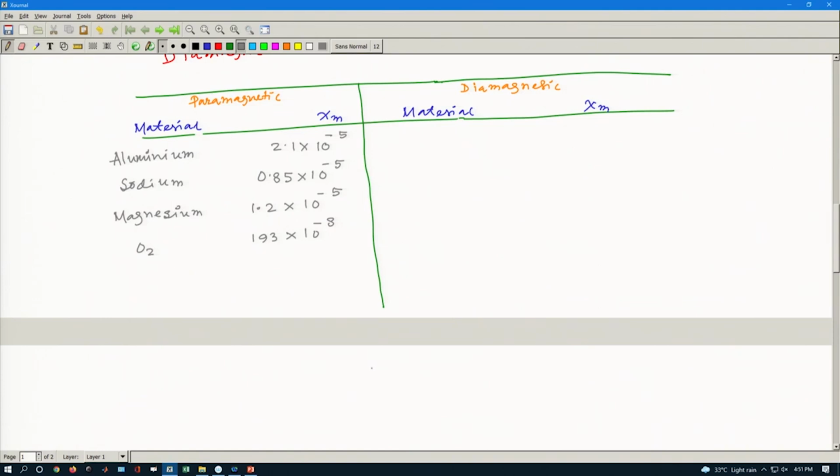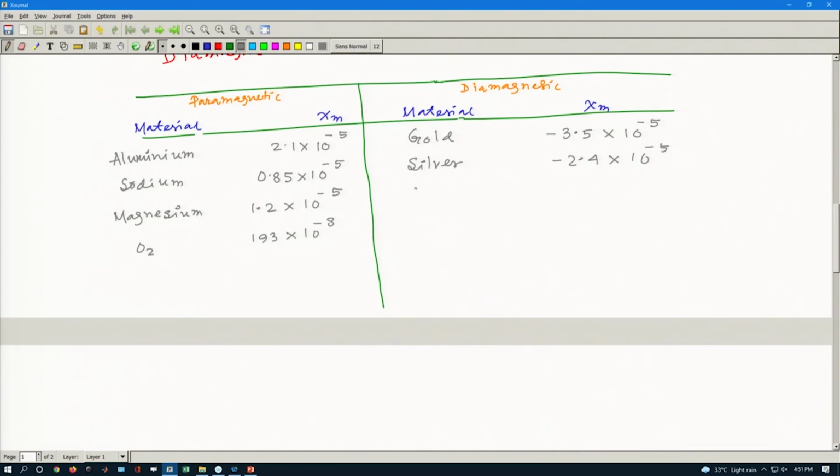In a similar way, for diamagnetic we can give some examples, like gold. The typical value is minus 3.5, because for a diamagnet I mentioned that chi-m should be negative. So, it is minus 3.5 into 10 to the power of minus 5. Then silver, this is around minus 2.4 into 10 to the power of minus 5. The order is the same, but the value is different here.